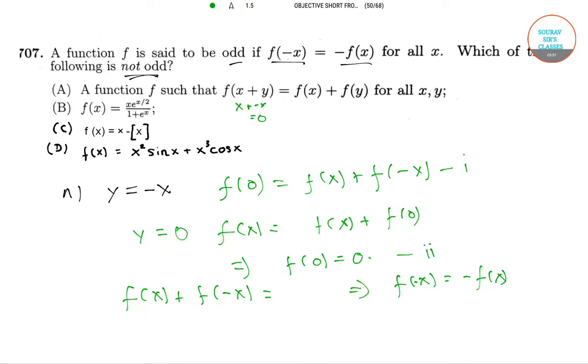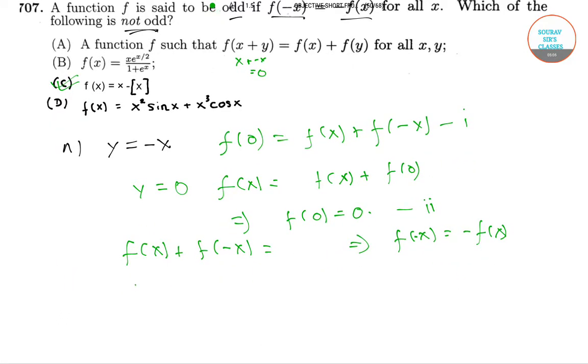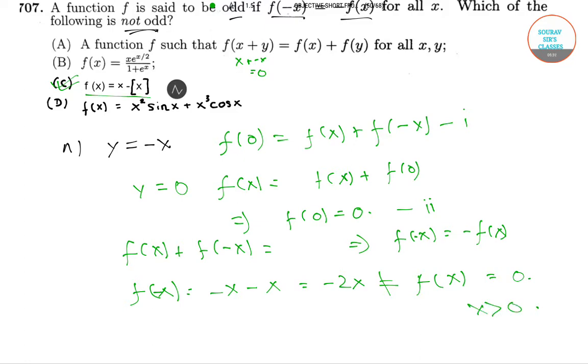So the correct option is option number C, as f of minus x is equal to minus x minus x, which is equal to minus 2x, which is not equal to f of x, which is equal to 0 when x is greater than 0. Hence, this function is not an odd function. So the correct option is option number C.